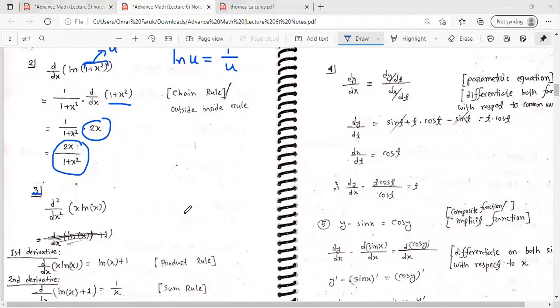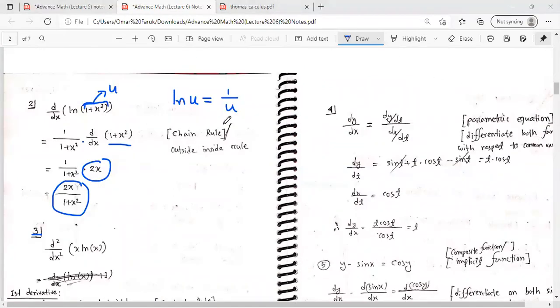Guys, can you understand? Yes, a little bit. Why a little bit? I don't know the rule of this, ln u equal to 1 over u. That's why. This is the chain rule. We already discussed it, right? In the first part. Yeah, chain rule was discussed.